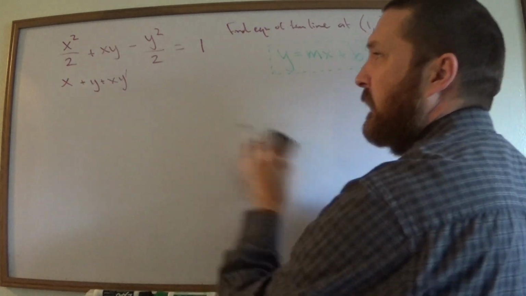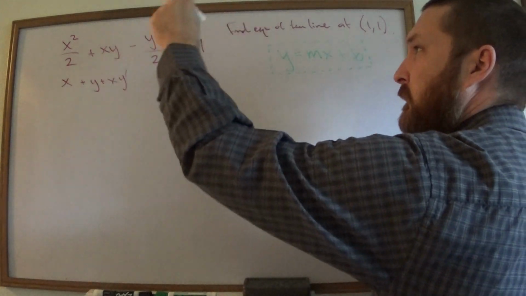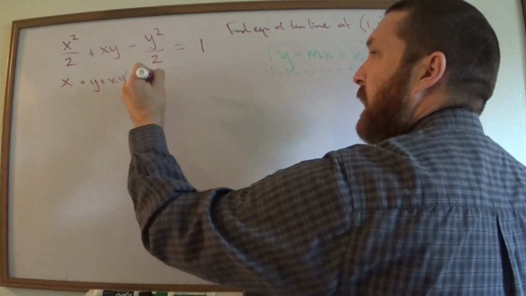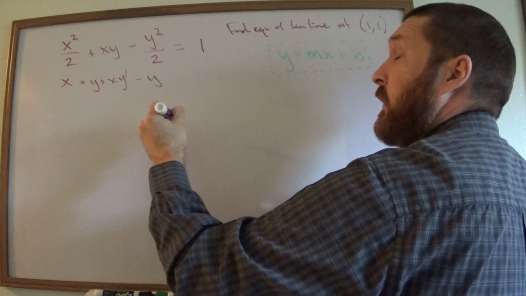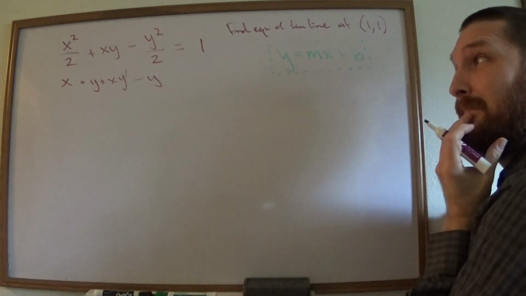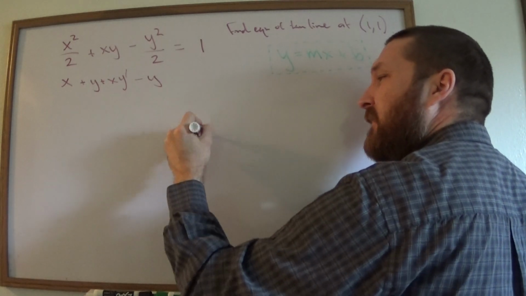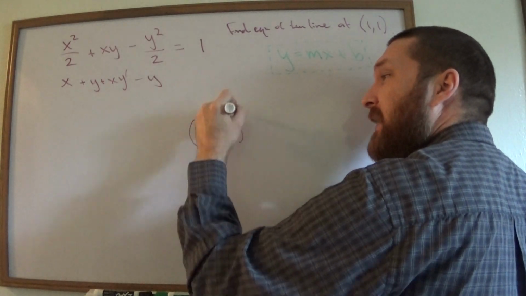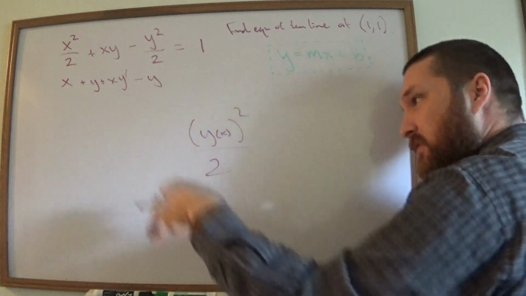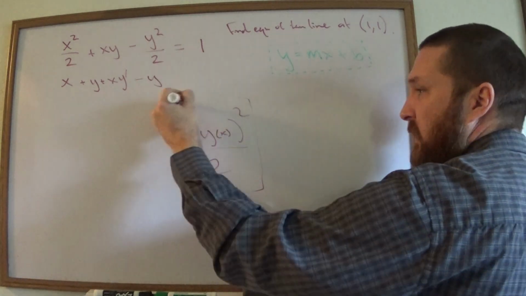Okay, now what do we get? Minus y equals 0. Oh, minus y times y prime. Be very careful of that, because this is a y of x, and so we have to do the chain rule with this.